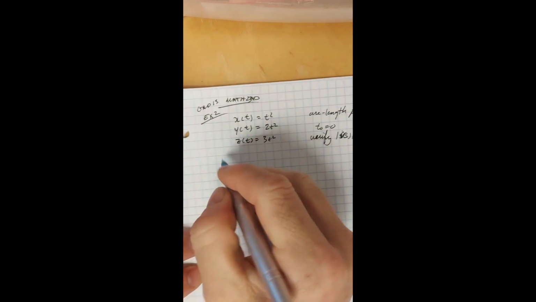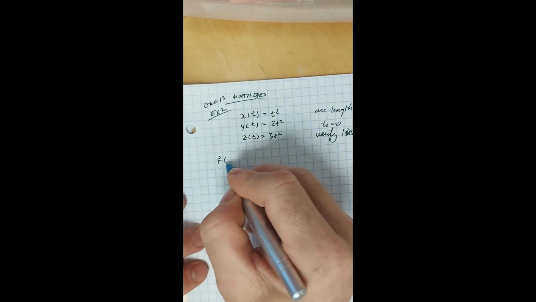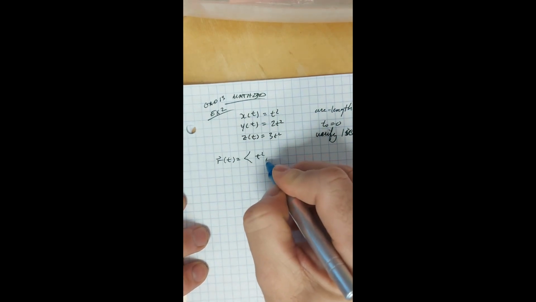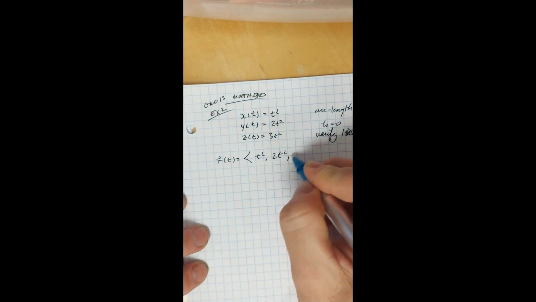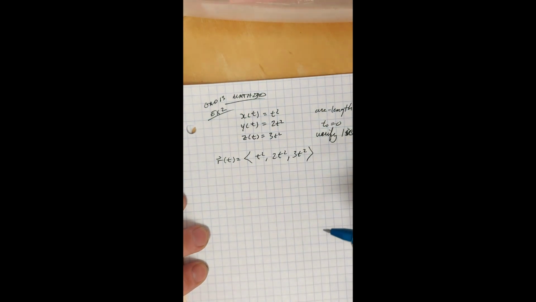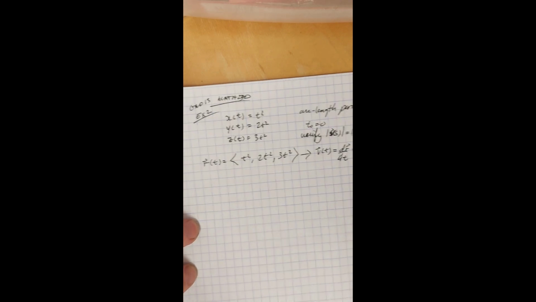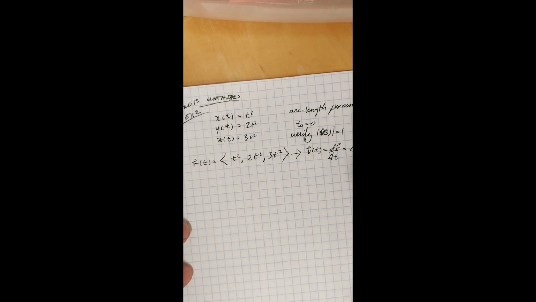All right, so r of t we can write, with the parameterizations here, as t squared, 2t squared, and 3t squared. And so taking the derivative of this, we get v of t is equal to dr dt, which gives us 2t, 4t, and 6t.